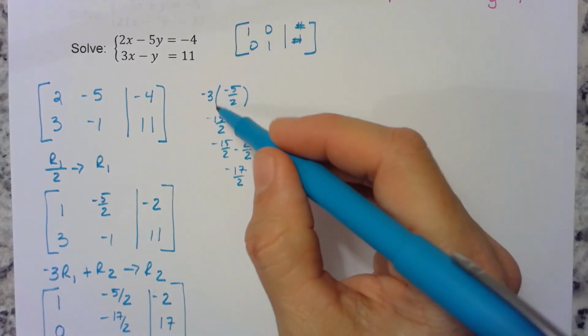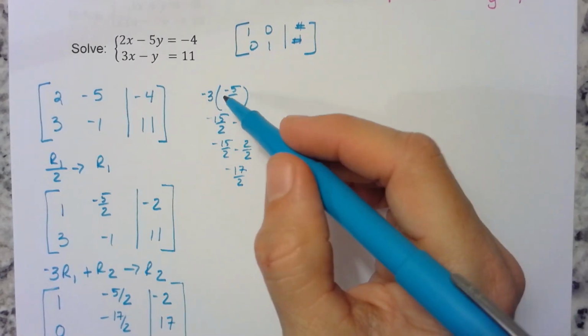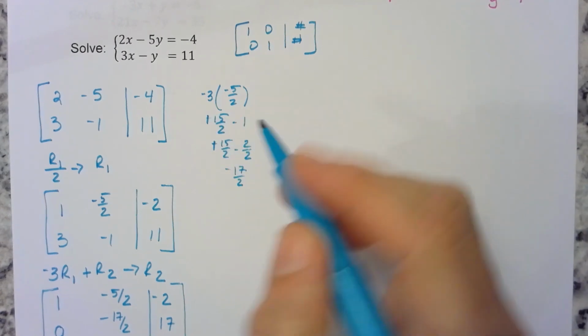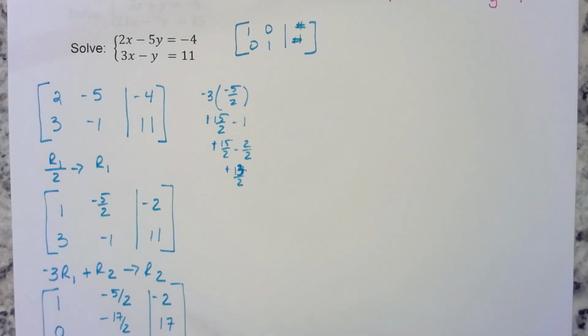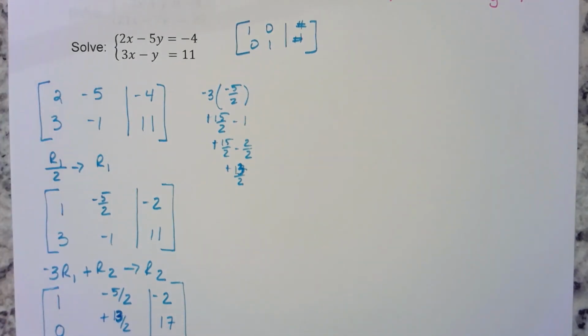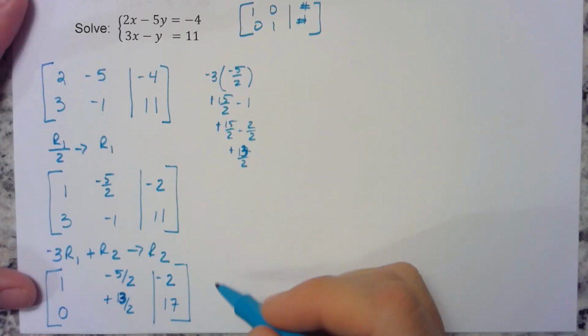Oh, that was a positive. I was thinking something was wrong. Negative times negative is a positive. So 15 minus 2 is 13. So this is a positive 13. Sorry about that, guys. You know I make mistakes though.